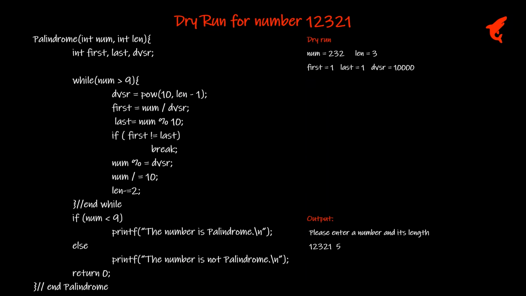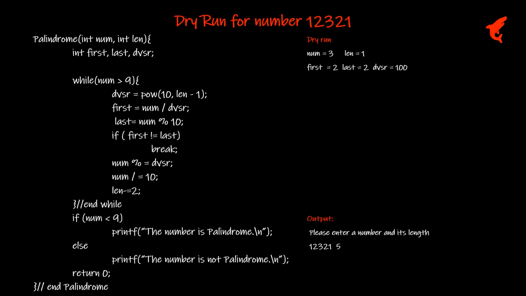The while loop condition is checked again, which is true, and so the loop is entered. Len value is 3 and so dvsr becomes 100. Num by dvsr is 2 which is assigned to first. Last becomes num modulus 10 and so 2. In the if condition, first is equal to last and so the condition is false. Then num becomes 32. And then it becomes 3. The len value is reduced by 2 to become 1. And the loop cycle ends.